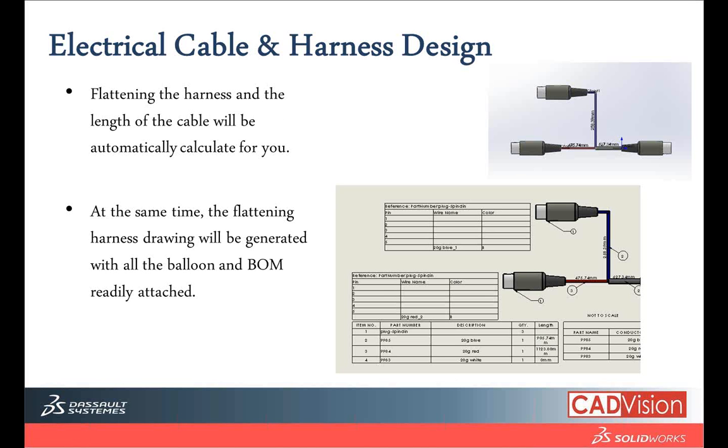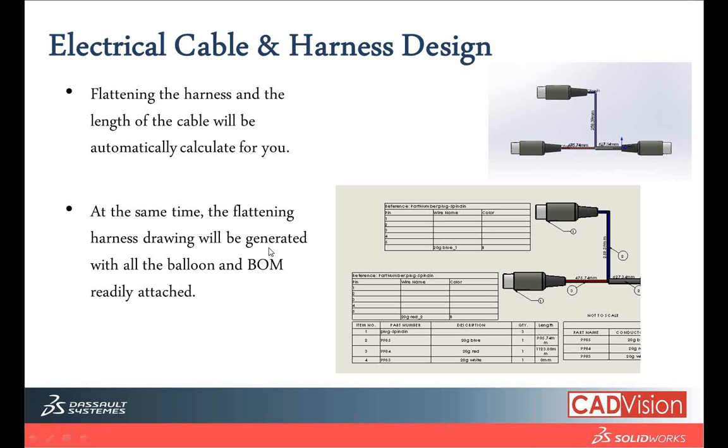Again, in 3D fabrication sites, they would not like to see the 3D. All they want to know is the 2D drawings. So in SolidWorks Premium, in electrical routing, we have the feature of flattening the harness. It's a simple click. Just click on flatten harness, and the length will be automatically calculated for you, with a flattened harness diagram.